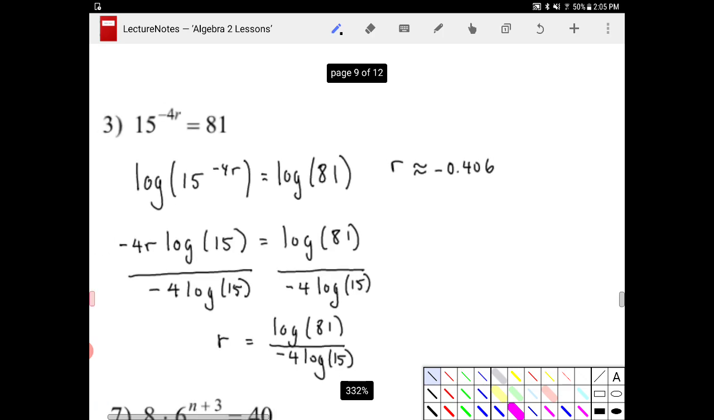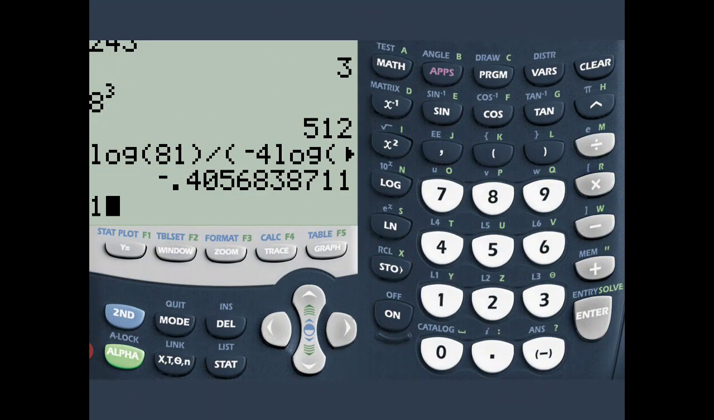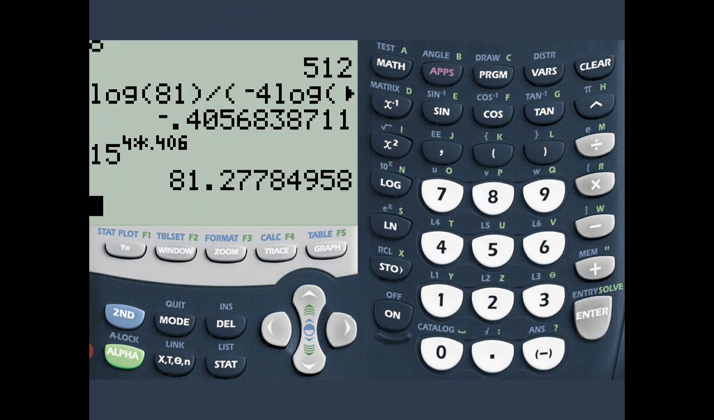Let's just do a quick check to see whether or not this actually works. This is 15 to the negative 4 times negative 0.406. Let's try that now. So let's go to our calculator. 15 to the power of 4 times 0.406, because negative and negative makes a positive. And that is indeed 81.27.